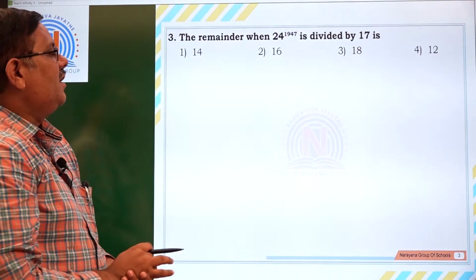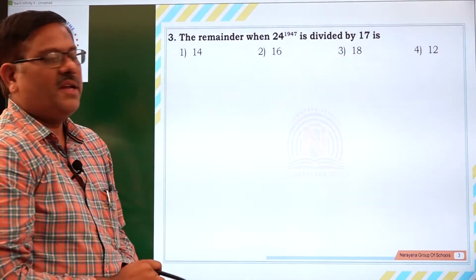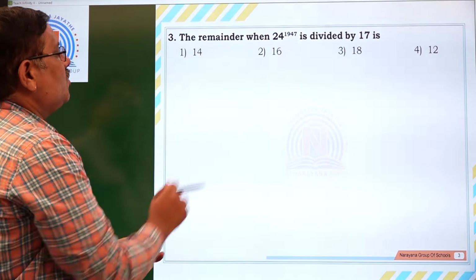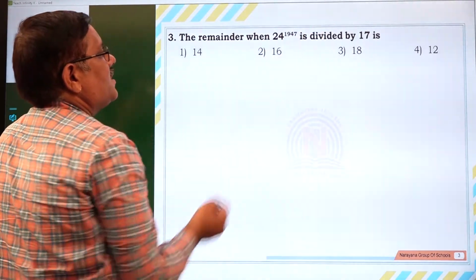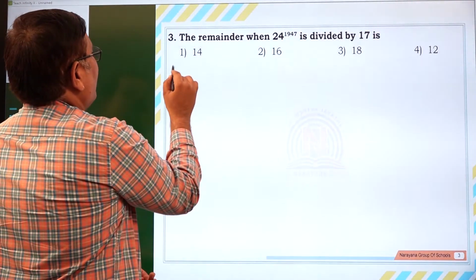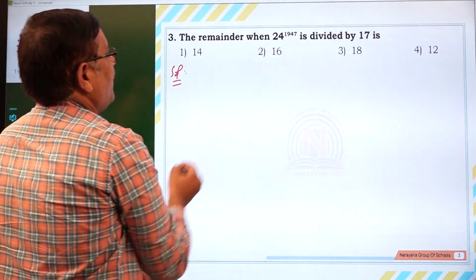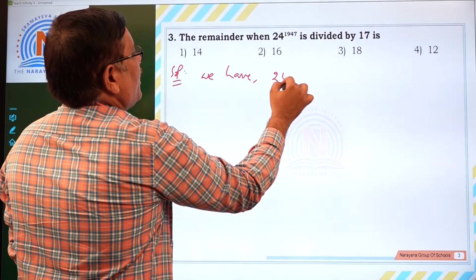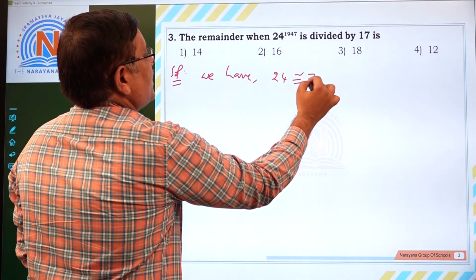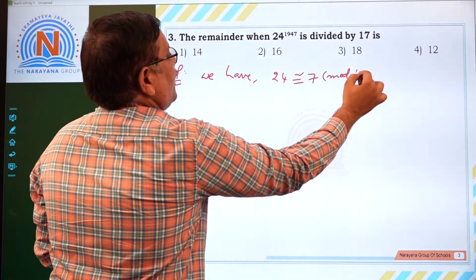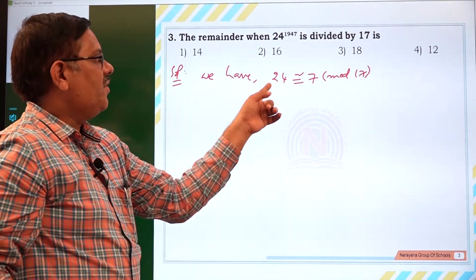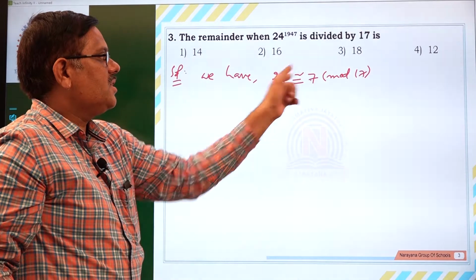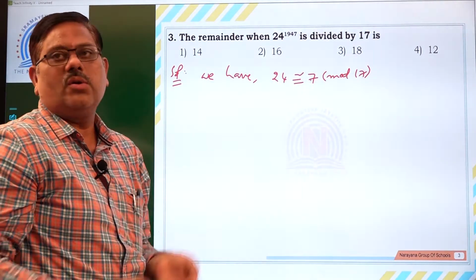The remainder when 24 to the power of 1947 is divided by 17. So 24 to the power of 1947 is divided by 17. For that, let us start in this way. We have 24 is congruent to 7 modulo 17. How can you say that? 24 minus 7 is 17, and 17 is divisible by 17. So this property holds good.